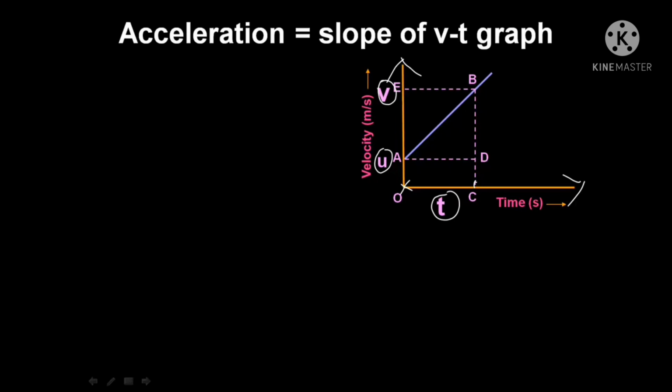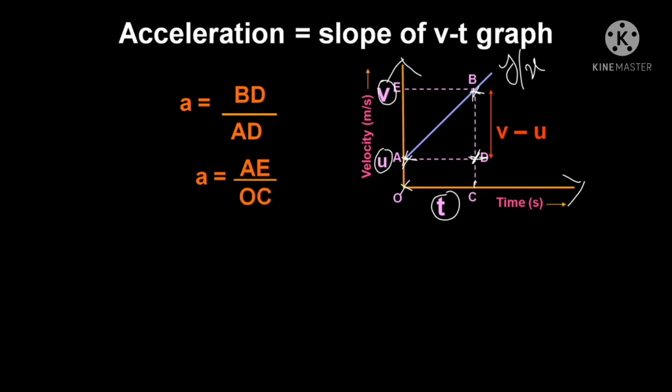So what is slope actually? A simple formula: slope is y2 minus y1 by x2 minus x1. Where is the y-axis? Velocity. What is the x-axis? Time. So for the y coordinates, see here, the final point is B. y2 is v, y1 is u. So BD minus, BD by AD, that length you have to write.